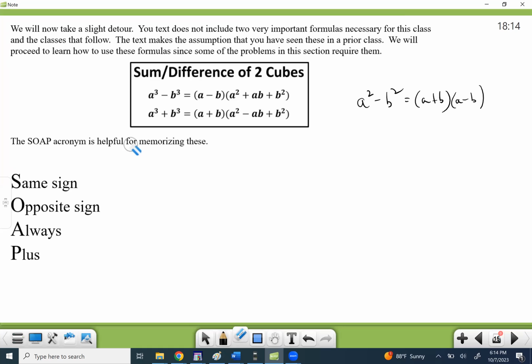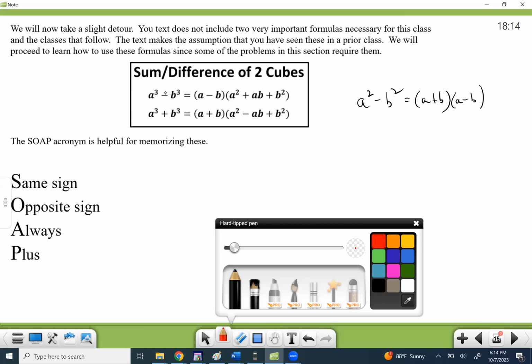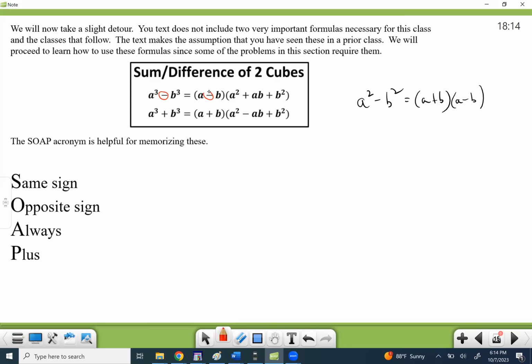So that's where the SOAP acronym is really helpful, okay? The S of SOAP says that you're going to start off with the same sign. So let's say I'm looking at the difference of cubes one. Okay, its sign's a minus. Then the first one's also going to be the same. Then the next one is the O, which is the opposite sign. So this one's going to be opposite the original. If this guy's a minus, this guy is a plus, right? And then the AP of SOAP is always plus. You'll notice the back end is always plus on both of these formulas. So it starts off same sign, opposite sign, always plus.